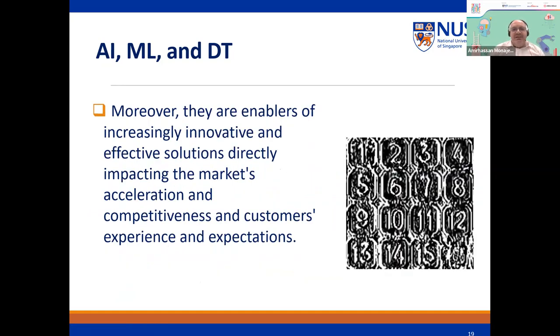Moreover, AI and machine learning are enablers of increasingly innovative and effective solutions directly impacting the market's acceleration and competitiveness and customers' experience and expectations. We are addressing two things: digital data after refinement, after processing, after using AI and machine learning, that would be very, very useful for us. Because we can have an improved customer experience, we can have some better answers to our customers, we can decrease our costs, we can increase our revenue, everything is going to be okay. And again, now, apart from data analytics, using AI and machine learning, we can move towards having more bots, having more automatic processes controlled by AI and machine learning.